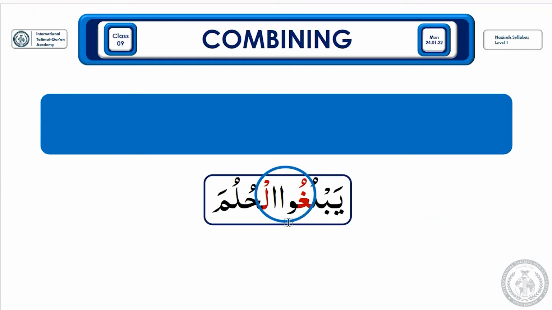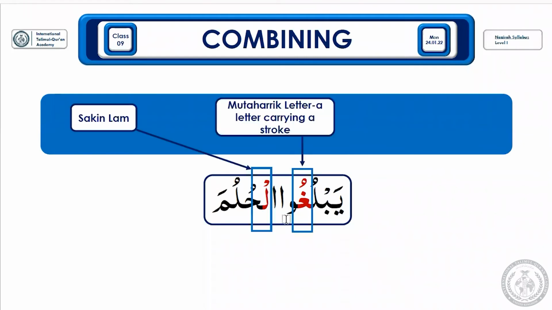Let's have a look at this one over here. I've got a ghain, and I've got some letters in between, and I've got a lam sakin. Now, how will I read this? This lam has a schoon on top of it, so this is a lam sakin. And remember, the rule is I have to join it with the most recent previous mutaharrik letter. Now I've got a couple of alifs and a vowel, but do they have a stroke? Are they mutaharrik? No, they're not, because they don't have any strokes on top of them.